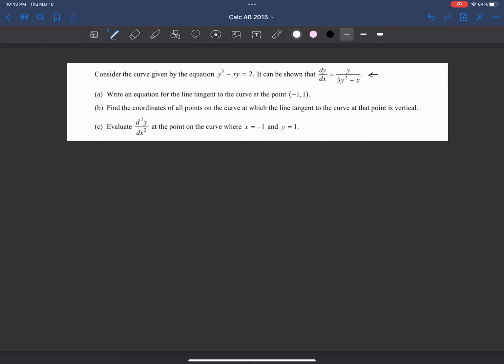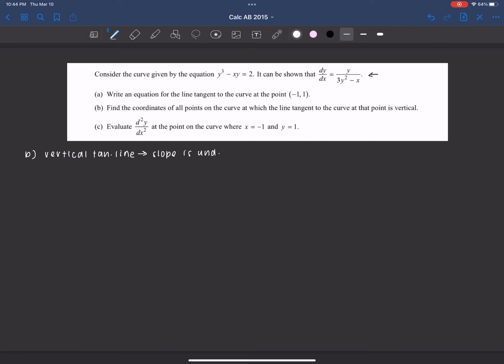Okay, so now for part B, it says, find the coordinates of all points on the curve at which the line tangent to the curve at that point is vertical. So having a vertical tangent line means that the slope at that point is undefined. So let me write that down. Vertical tangent line means slope is undefined. And having an undefined slope means that the denominator of that derivative function is 0.